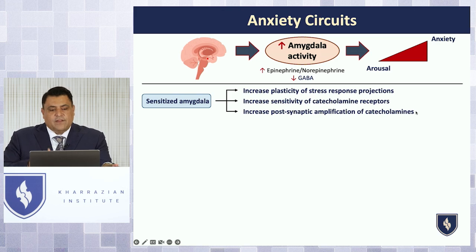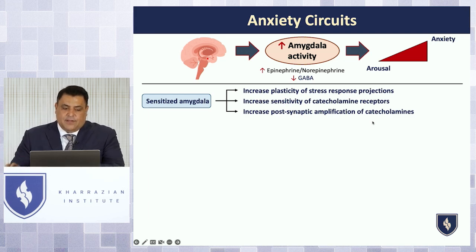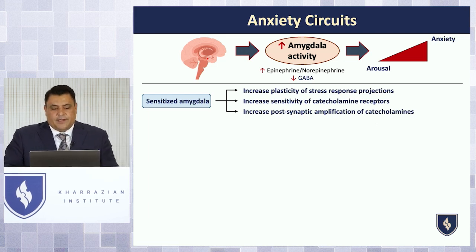Now, when you look at these limbic circuits and what happens in anxiety circuits, one of the things that can happen is that the amygdala itself is sensitized. So what does that mean? That means there's plasticity of stress response projections, there's sensitivity of catecholamine receptors, or there are post-synaptic applications of catecholamines. This can happen with PTSD, and it can happen with acute stress disorder for a period of time.